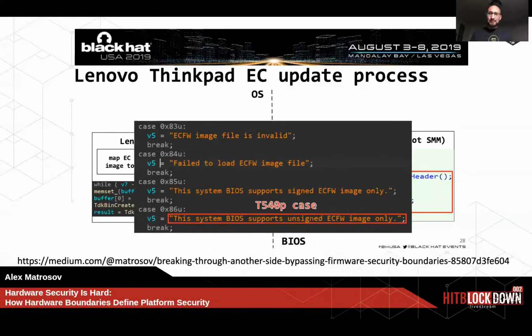But the embedded controller is, in many cases, quite a powerful device. It is powered by ARC or ARM chips, and it can, in some cases, have DMA access, and it is connected to the LPC bus, which can also be a way for the attacker to screw up the hardware.